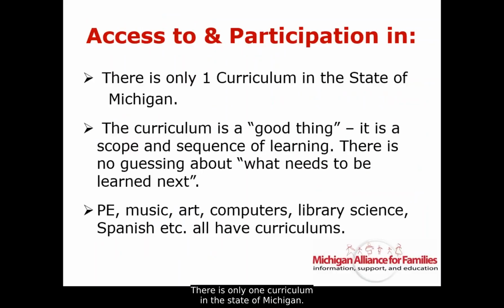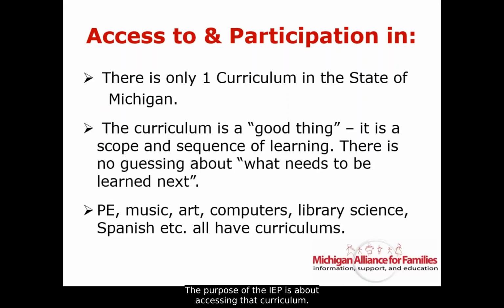There is only one curriculum in the state of Michigan. It's a good thing. It helps us know what the scope and sequence of learning is for that student. If they learn 1 and 2-digit addition, they learn 1 and 2-digit subtraction. Everything that happens within the content learning, physical education, music, art, computers, library science, they all have curriculums. So you can be in 7th grade and read at a 2nd grade level, or be in 9th grade and do math at a 5th grade level. It's about once you learn that skill, what do we learn next?